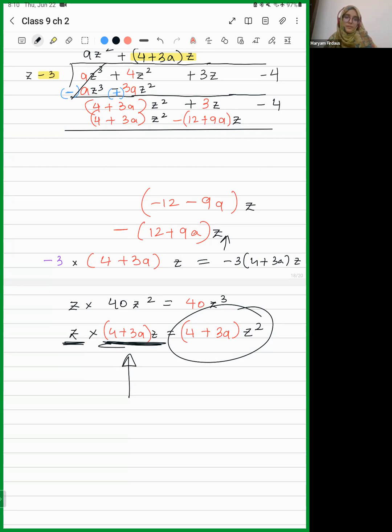No, ma'am. We have taken the minus sign common. So when minus has been taken common from both the terms, what do we have left inside? We have nothing but positive. Yes.